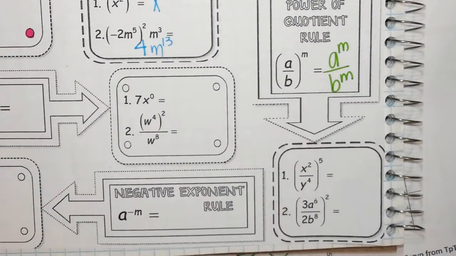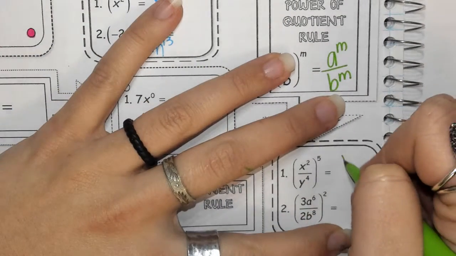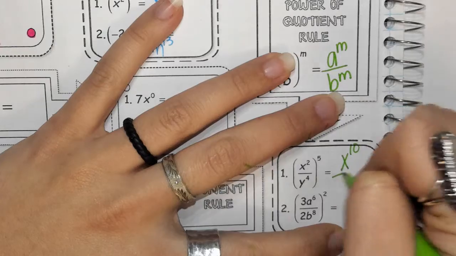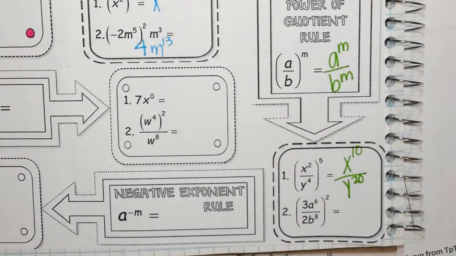Alright, so what are you going to do on number 1? x to the 10 divided by y. It's not x to the 10 because we're not at bingo. x to the 10 divided by y to the 20. Alright, do number 2 without me. Oh, I got it. Can I answer? Mm-hmm.